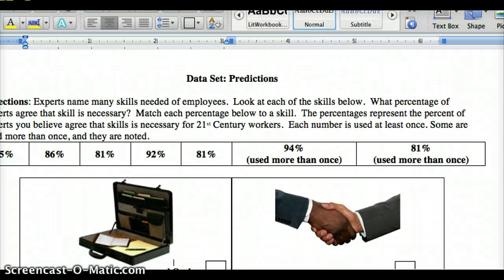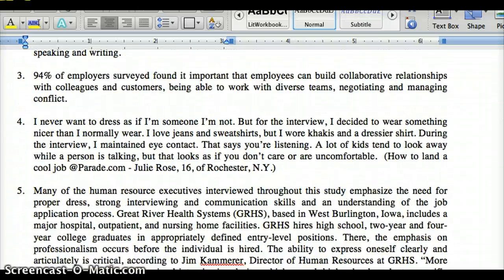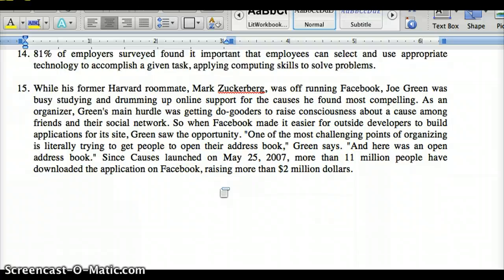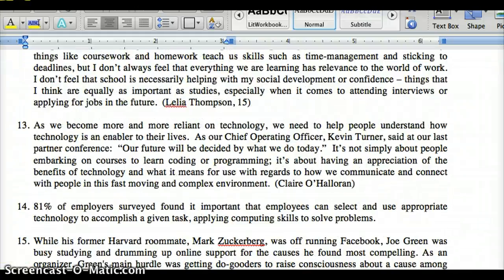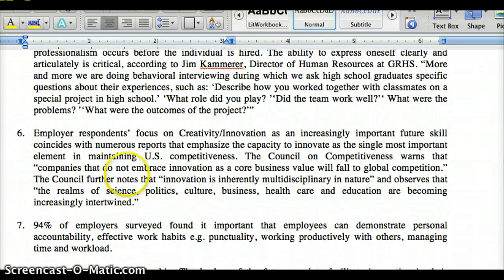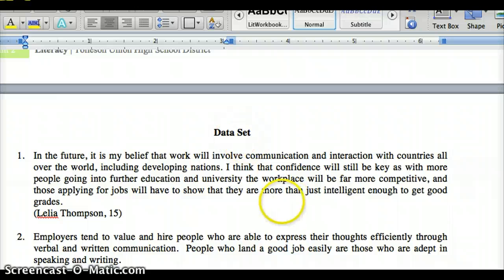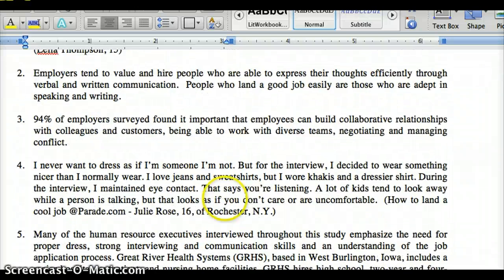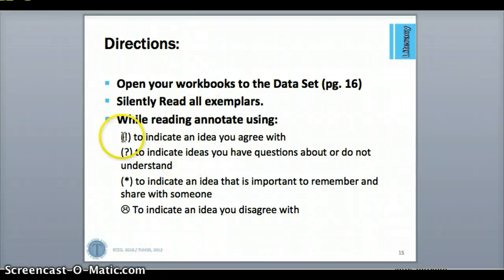So you're going to direct students to open up their workbook to the data set, which looks like this. It's about 3 pages. You're going to direct them to independently read that. It's important for you to tell them that all of these different pieces come from different sources, so it's not like an article written by the same author. They all come from different sources. So you're going to ask that they annotate using these guidelines. You're going to give them about 20 minutes to read this independently and use those annotations.